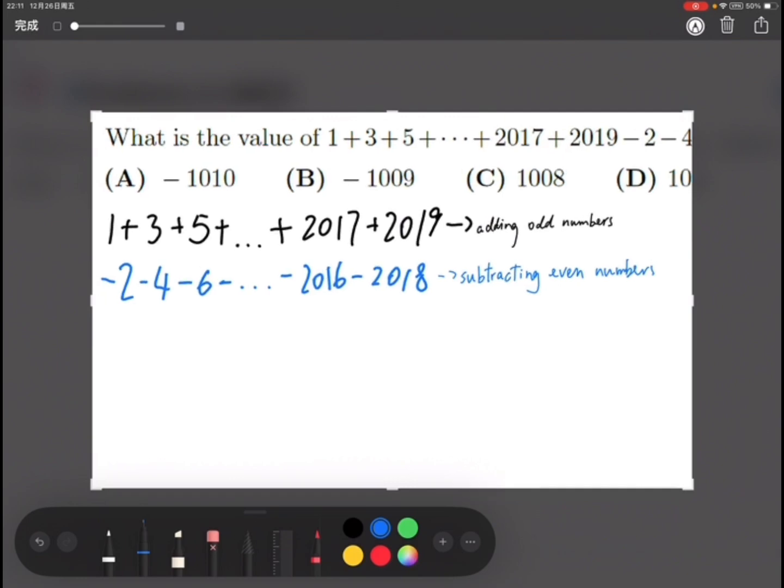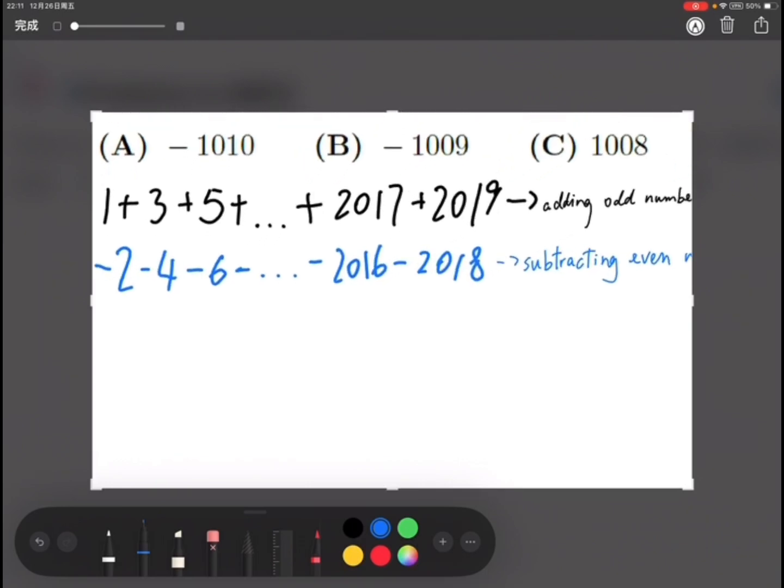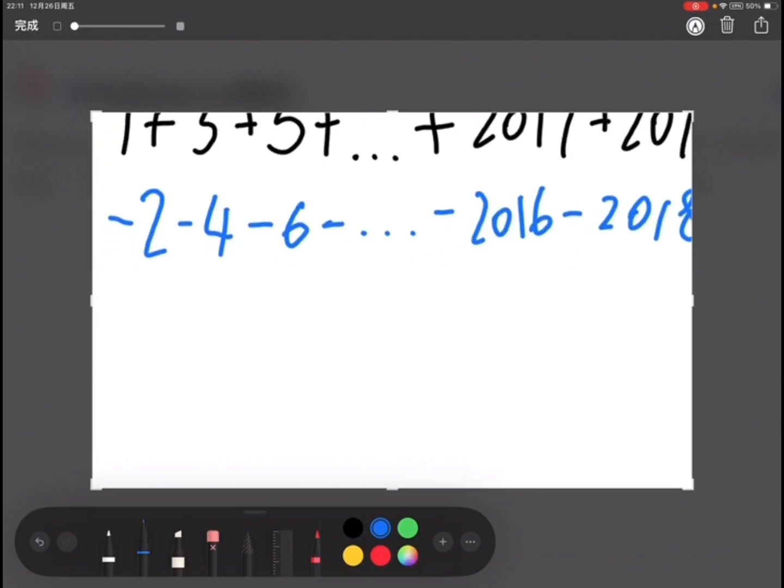And of course we are going to divide them again and again. And there are several ways to do it. I'm going to say two ways. So the first way, we start with dividing them into the odd numbers and subtracting the even numbers.